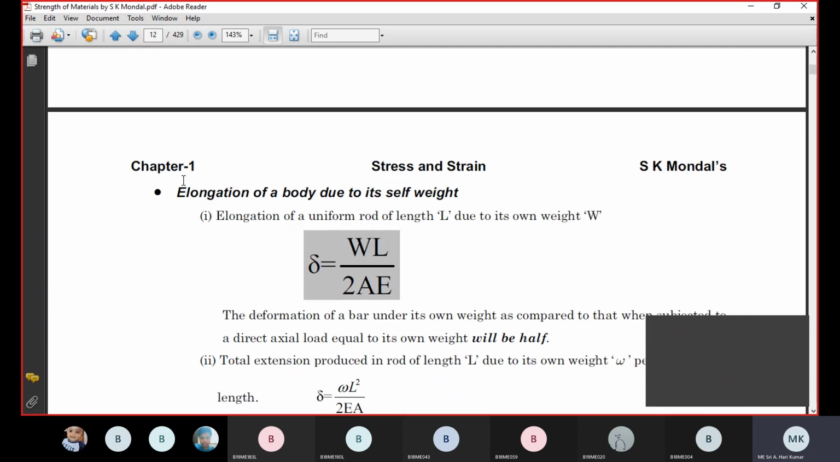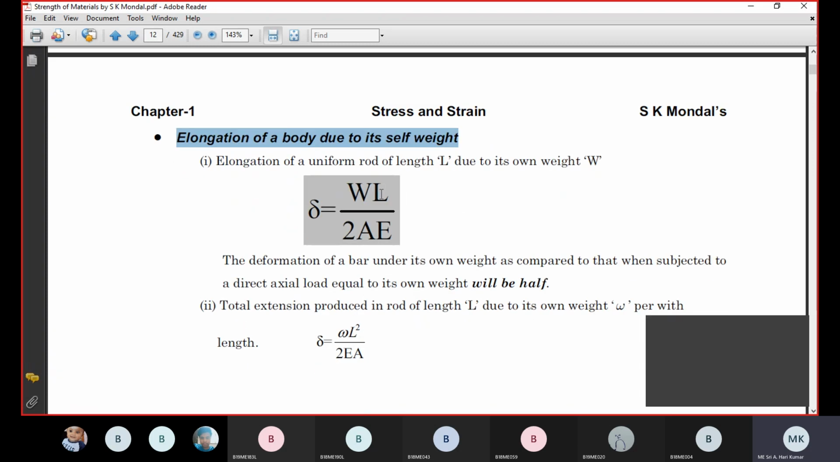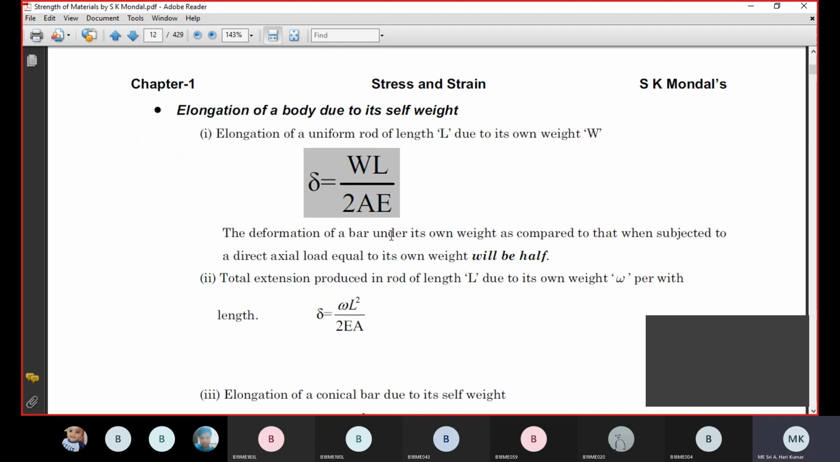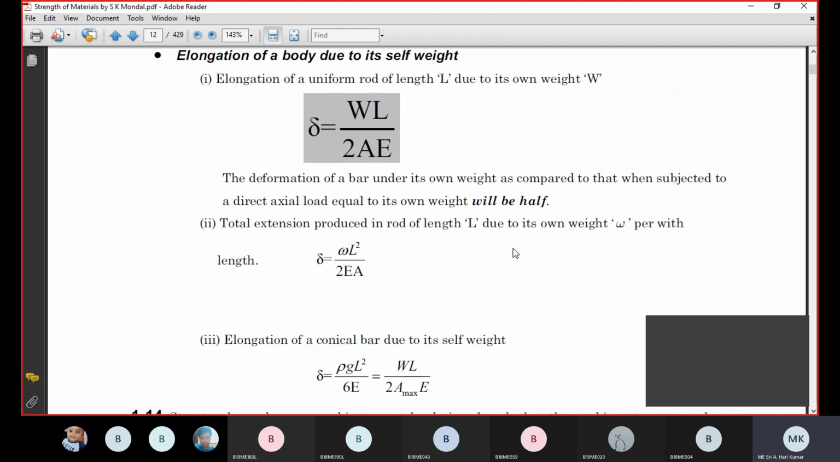Coming to the last topic of today, elongation of a body due to its self-weight. Again, W means instead of P we are using W, because W is the self-weight. PL by AE, and instead of P we are using W by 2. Why? Because the deformation due to its own weight, as compared to that subject to a direct load, will be only half.